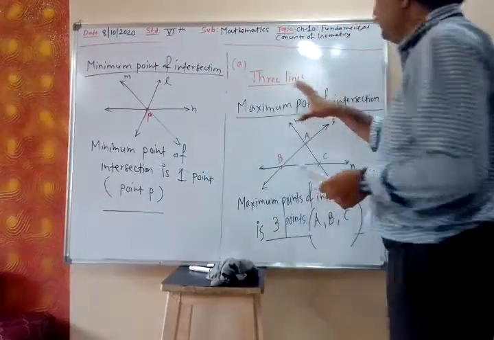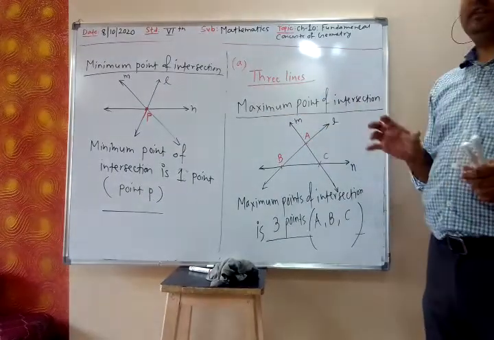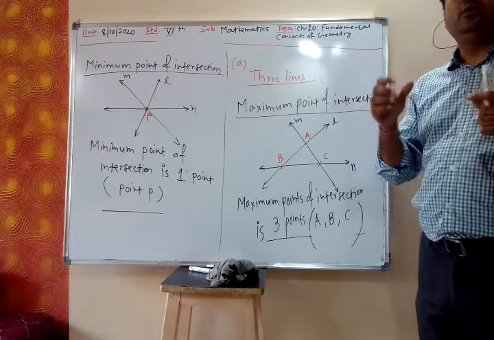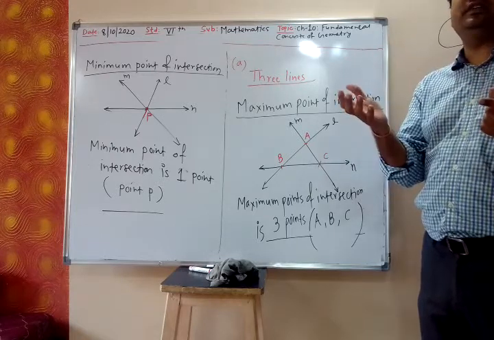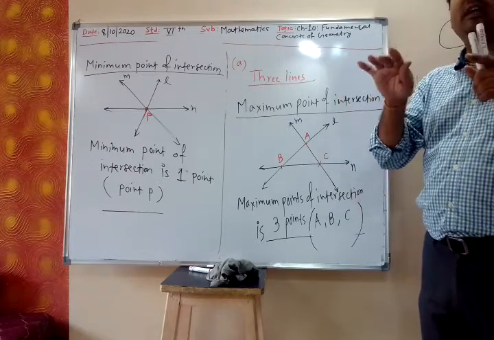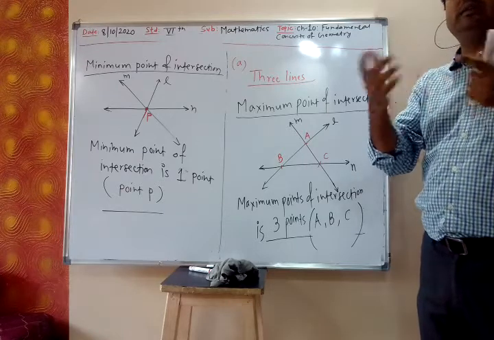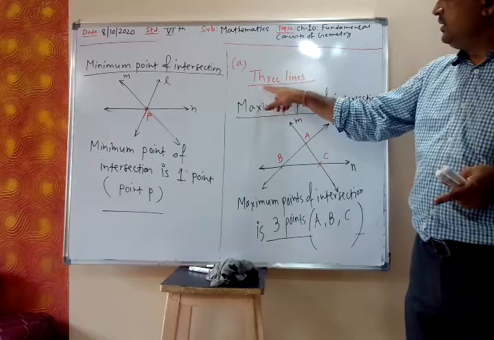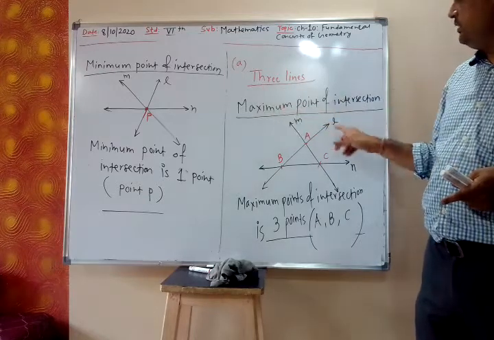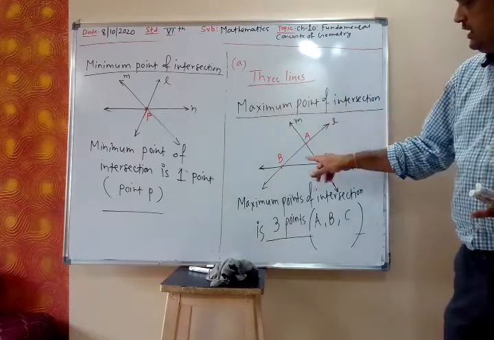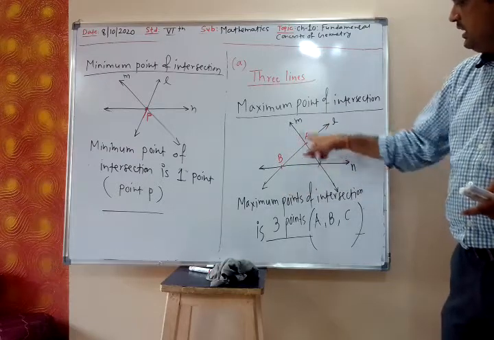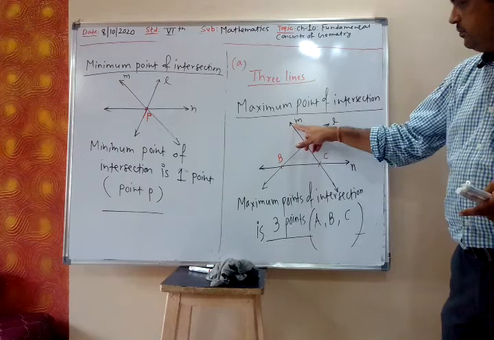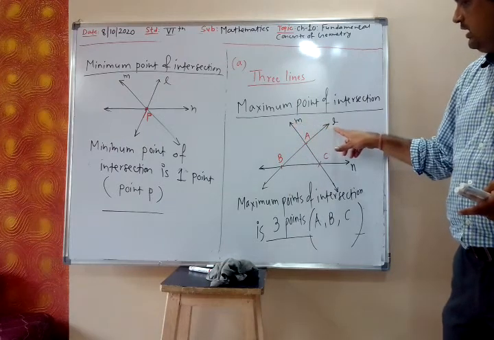This is the case for three lines. You have to understand: when three lines intersect each other, what is the maximum point of intersection? And when three lines intersect each other, what is the minimum point of intersection that we have to find? Let me revise this part. Three lines, maximum point of intersection. There are three lines, line L, line M and line N.